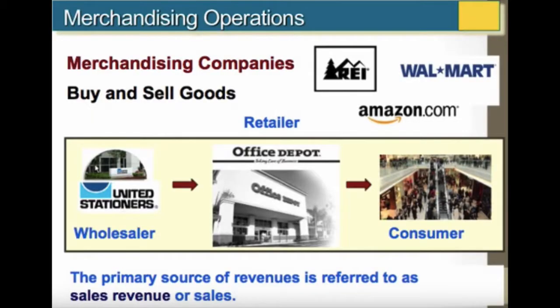I'm going to be referring back to our notes here. So a merchandising company can be a wholesaler or a retailer. Either way, they're selling a product. They can also provide services to customers to provide revenues, but the key difference is that they provide a product as a part of their revenue source.